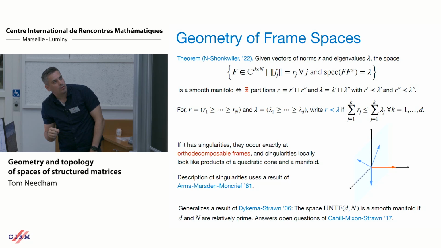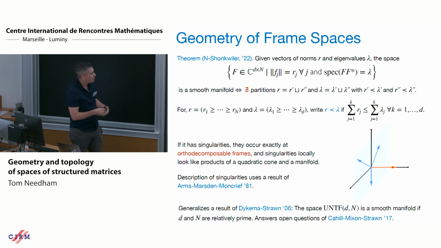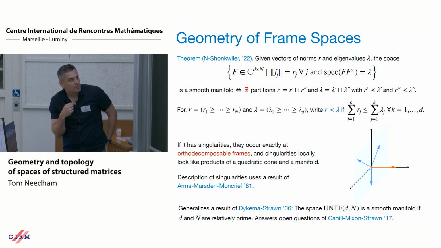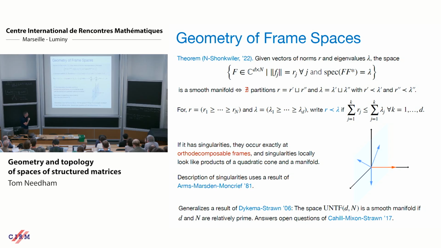And you could say, geometrically, what do the singularities look like? They look like products of quadratic cones and manifolds. That's really coming from symplectic geometry theory, this result of Arms, Marsden, and Moncrief. And okay, I'll mention this in a simple setting, the unit norm tight frame setting. This was known; basically, this condition reduces to D and N being relatively prime.